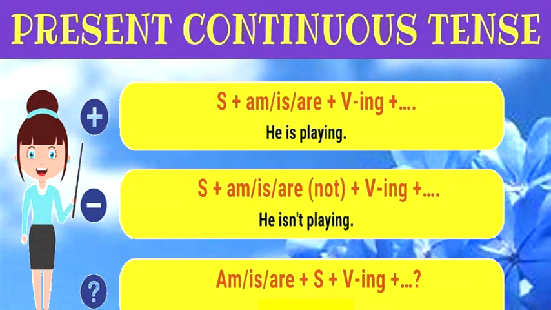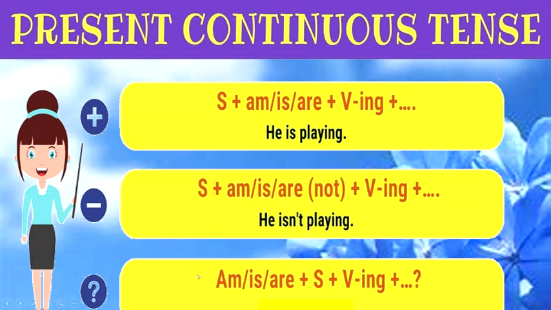Next, this is the final recap of the present continuous tense. For affirmative sentences, we have subject plus am or is or are, then verb first form and then ing plus your object. Example, he is playing. For negative sentences, subject plus am or is or are plus not plus verb first form ing and then your object. He is not playing. Isn't is the short form of is not.